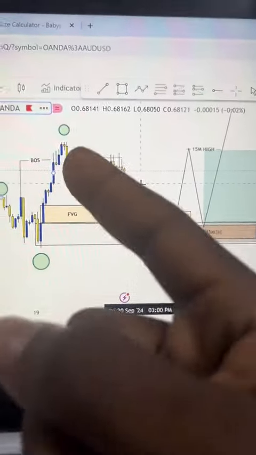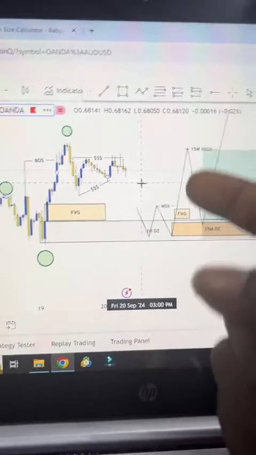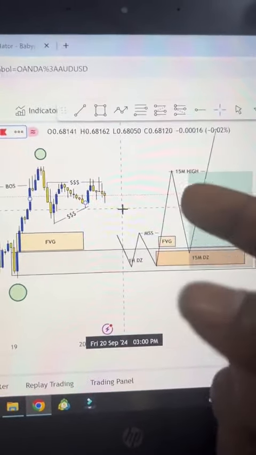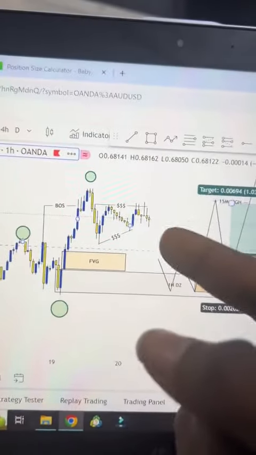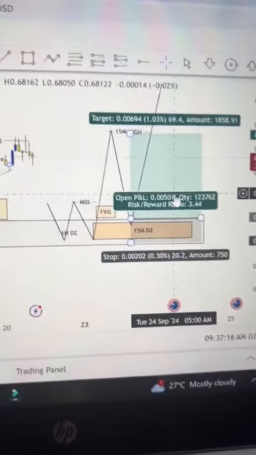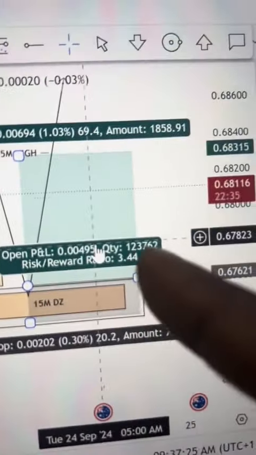See, the market is not guaranteed to reach your 4-hour high or your 1-hour high, but the market is guaranteed to reach your 15-minute high or your 5-minute high. So always target the 15-minute high first. Even before the market reaches your 4-hour high or your 1-hour high, it will first reach your 15-minute high. We said the best risk to reward is 1:2 or 1:3. Here it is 1:3.44.